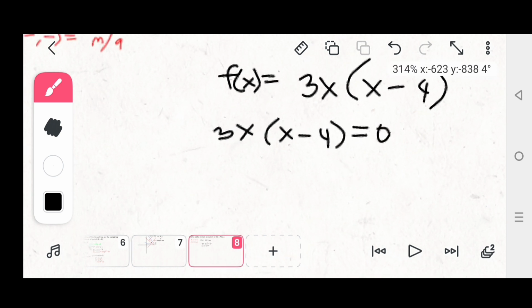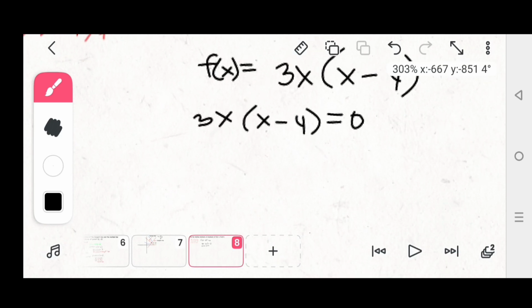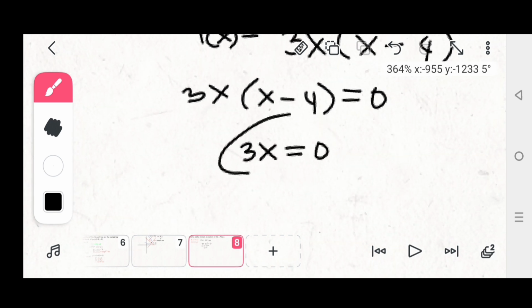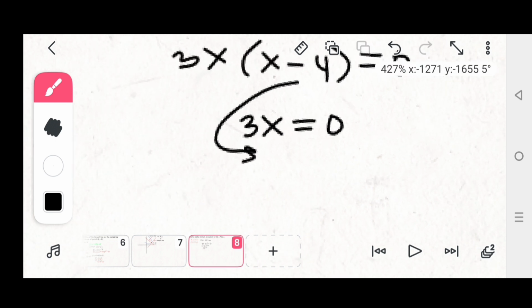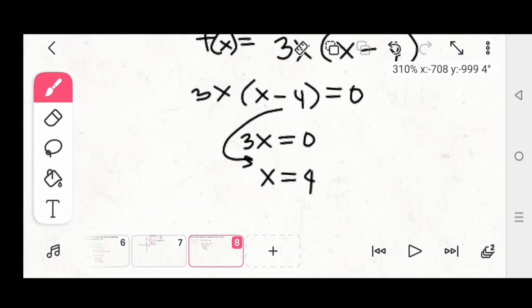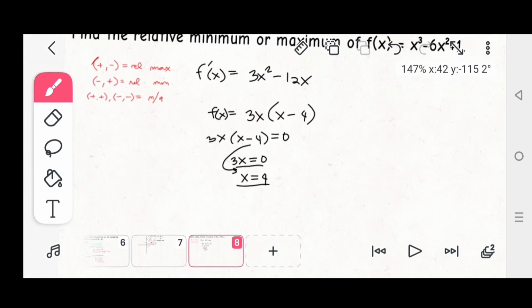So for the 3x, it will just be x equals 0. And then for x minus 4, x equals 4. And now we have found our critical values.